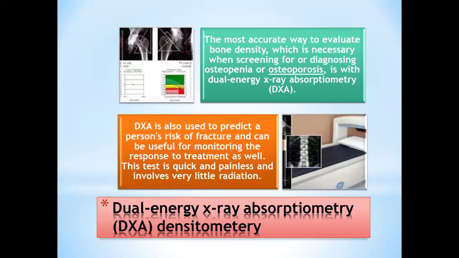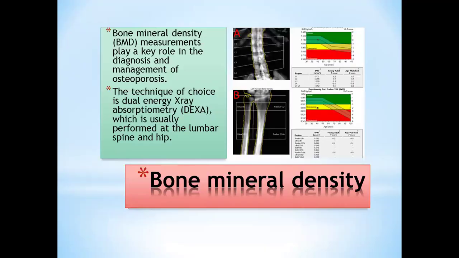Densitometry. The most accurate way to evaluate bone density, which is necessary when screening for or diagnosing osteopenia or osteoporosis, is with dual energy X-ray absorptiometry. It is also used to predict personal risk of fracture and can be useful for monitoring the response to treatment as well. It plays a key role in the diagnosis and management of osteoporosis.